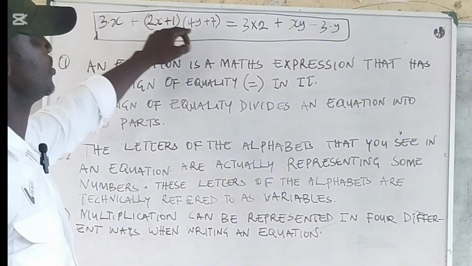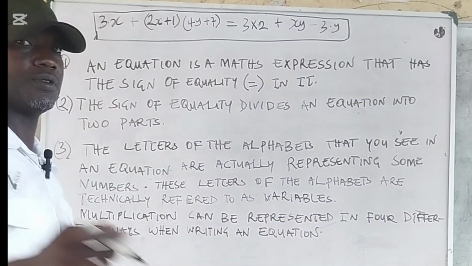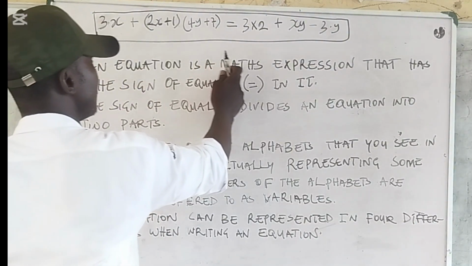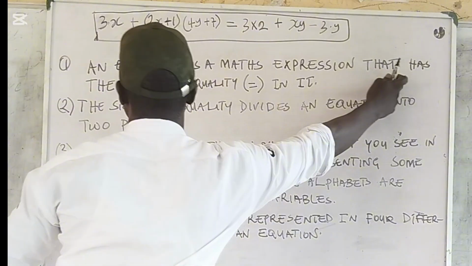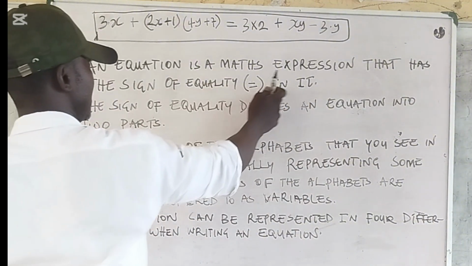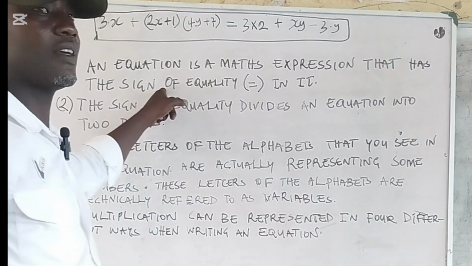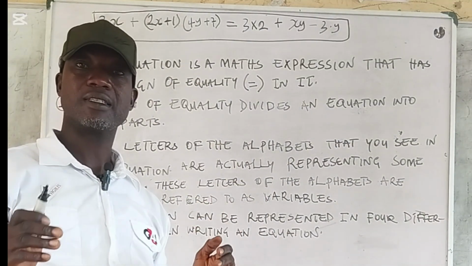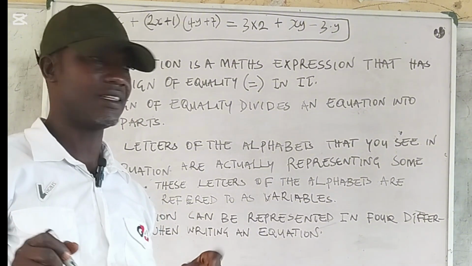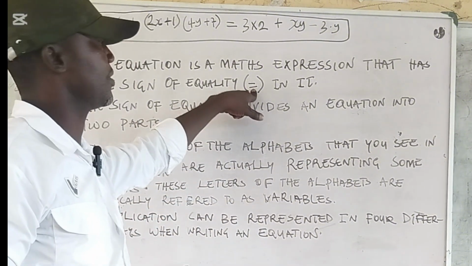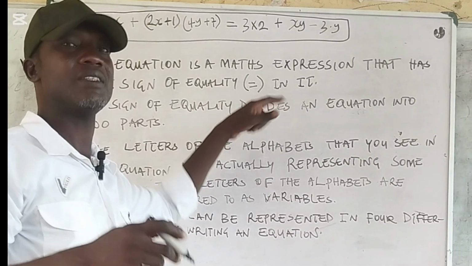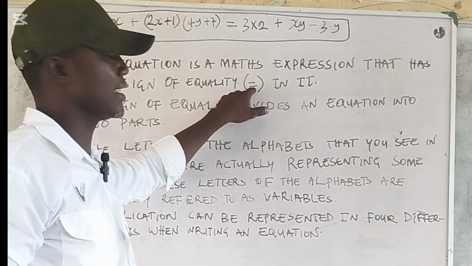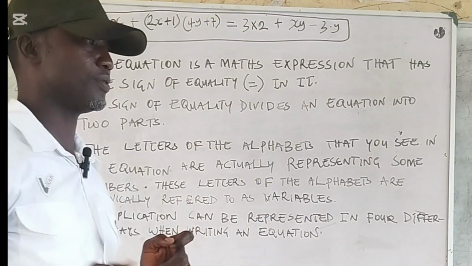I have a representative equation here. The first fact that you need to know about maths equations is: an equation is a maths expression that has the sign of equality in it. This first fact helps you to identify an equation. When you see any maths expression with the sign of equality in it, the sign of equality is what you have here. We all know it. We call it the equal to sign. Whenever you see a math expression with this sign in it, just know that you are dealing with an equation.